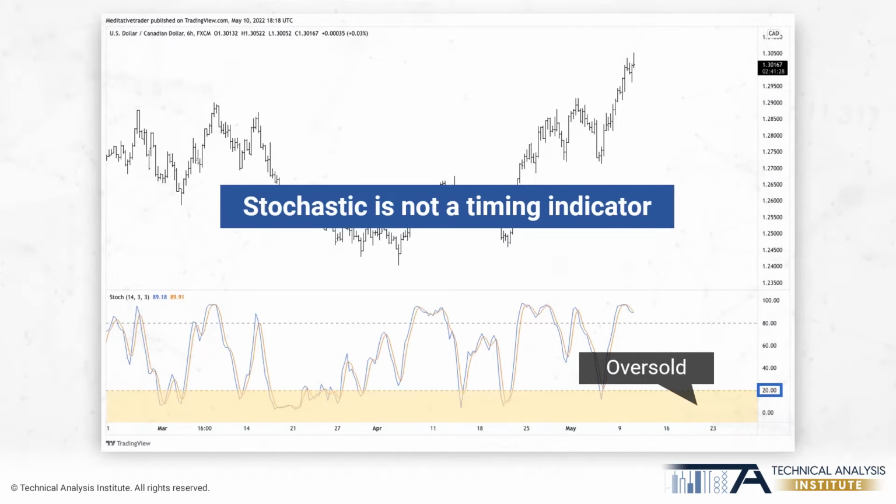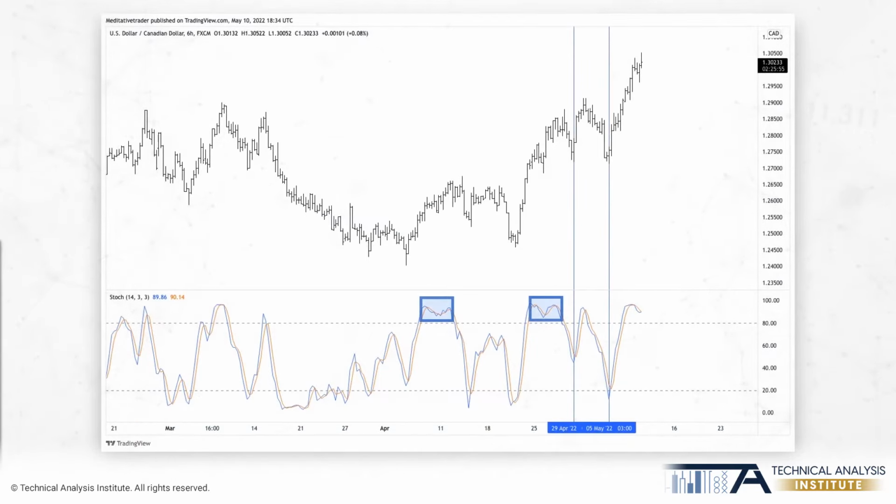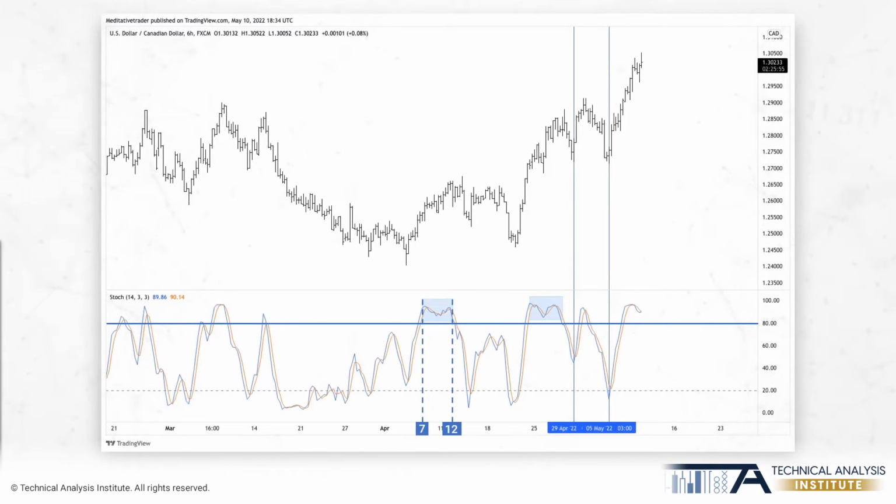areas for extended periods. For instance, in this chart, you can see two blue rectangles showing overbought. The first one started on the 7th of April and remained overbought until the 12th of April. The second one started on the 22nd of April and stayed overbought until the 28th of April. In the meantime, prices continued moving higher during both periods. And this can happen for weeks and sometimes even months. So that is not very helpful, is it?